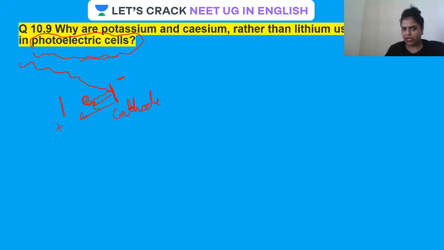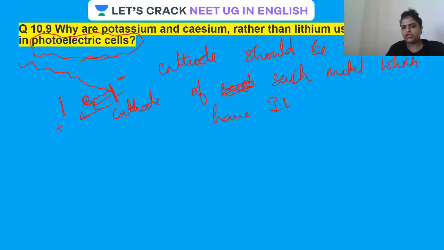I hope that is clear. I'm repeating once again, the cathode should be made up of such metal which has ionization energy obtainable from light. Then only this will happen.